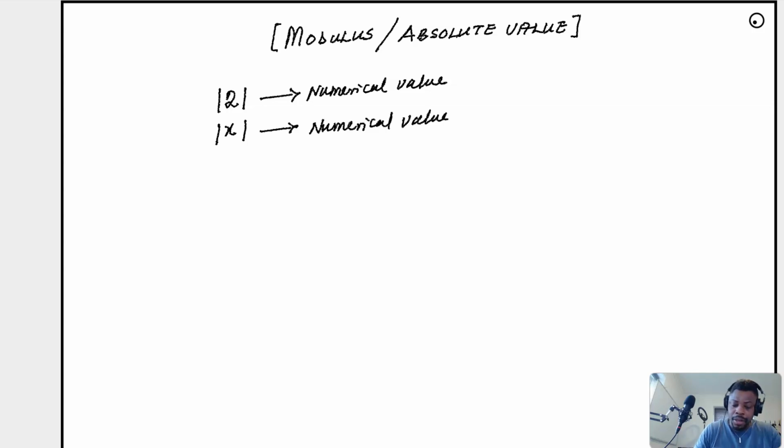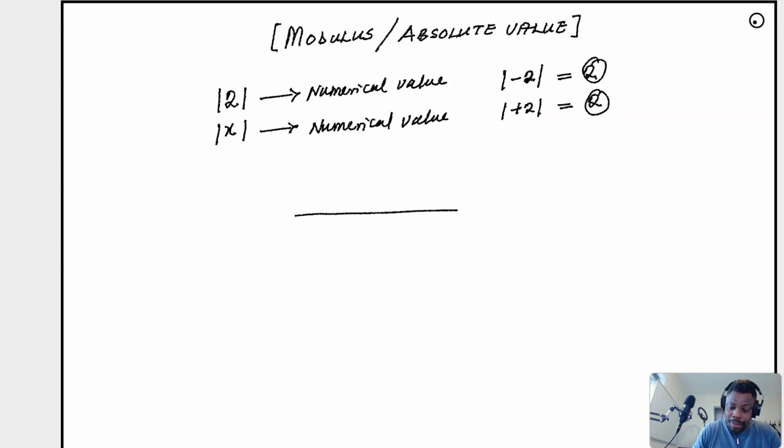Now, if you're talking about numerical value, it simply means that I'm not interested in either plus or minus, because if I say absolute value of -2, the numerical value of this is 2. I'm just interested in the number. If I say this is +2, I will still write 2 because 2 is the numerical value. That is what is meant by absolute value or modulus. So if I have modulus of -2, I'm going to have 2. If I have modulus of +2, I'm going to have 2.